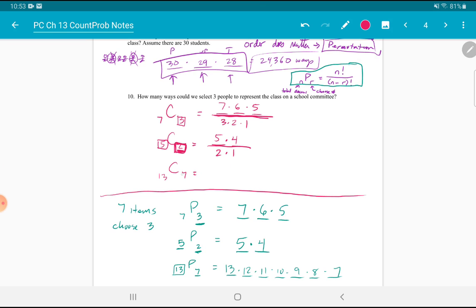13c7 means first, just like a permutation, I have 7 slots to fill. 1, 2, 3, 4, 5, 6, 7. I start off with 13 items initially. I count down 13, 12, 11, 10, 9, 8, 7. And I now divide it because it's a combination. I want to get rid of all the repeats. What repeats are there? It starts off with 7 factorial. So 7, 6, 5, 4, 3, 2, 1. Just like that. Okay. And then you just do the calculation there.